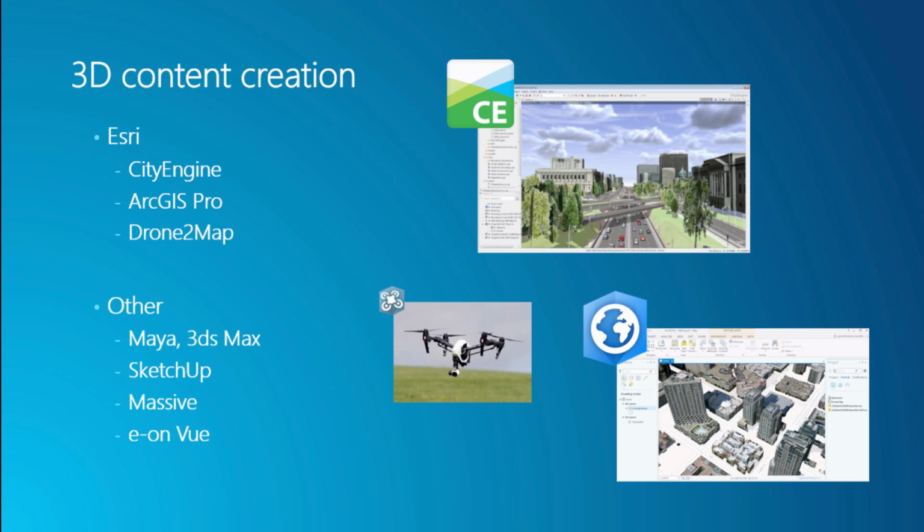ArcGIS Pro at this stage really provides a simple editing and viewing or publishing mechanism for your three-dimensional data, whether you're publishing that to ArcGIS Online or Portal, or you're delivering that data to be used locally. So a variety of different package types that can be consumed within runtime directly. Pro is your tool for that.